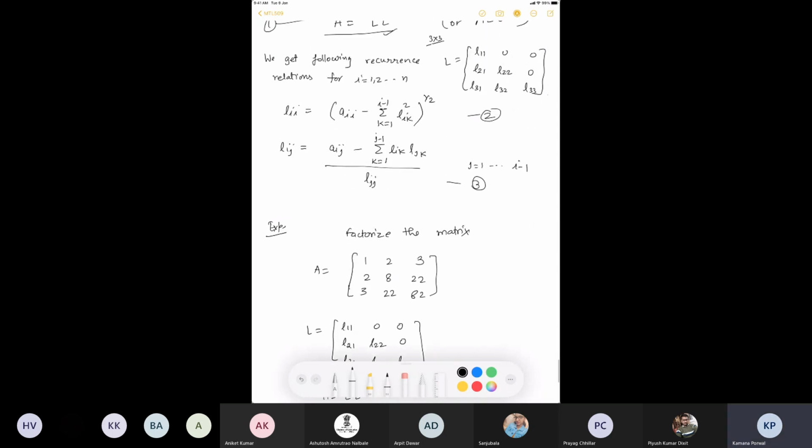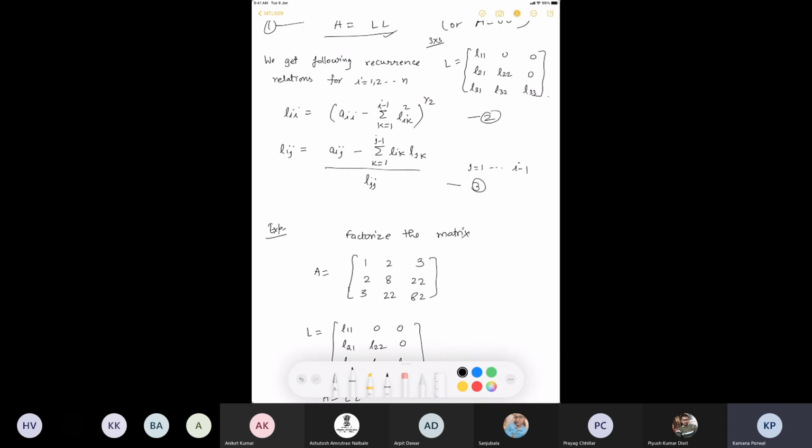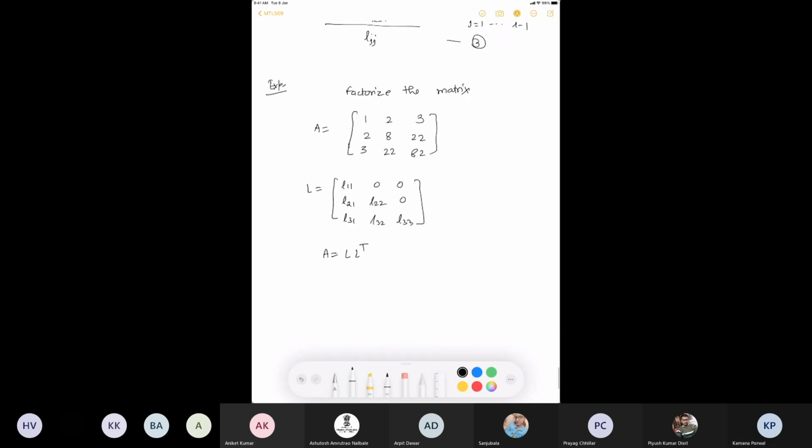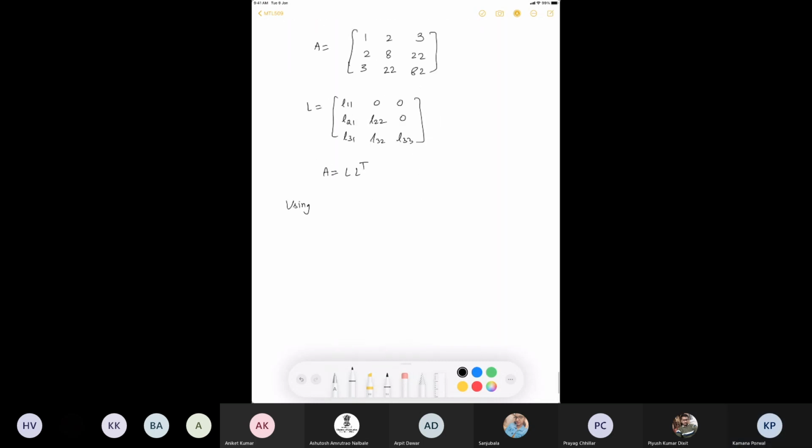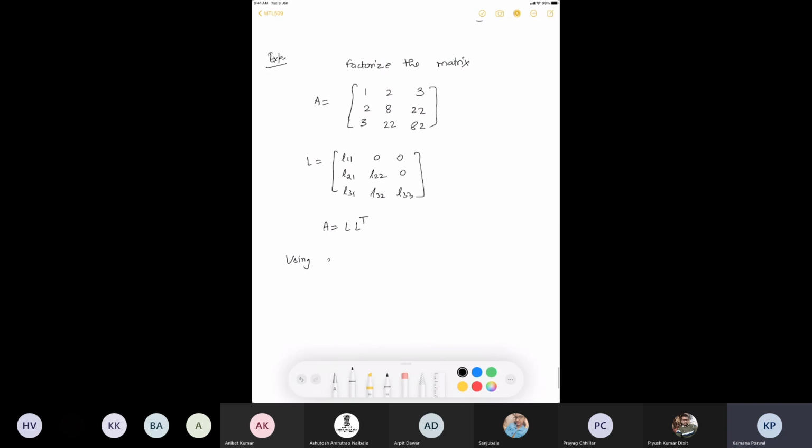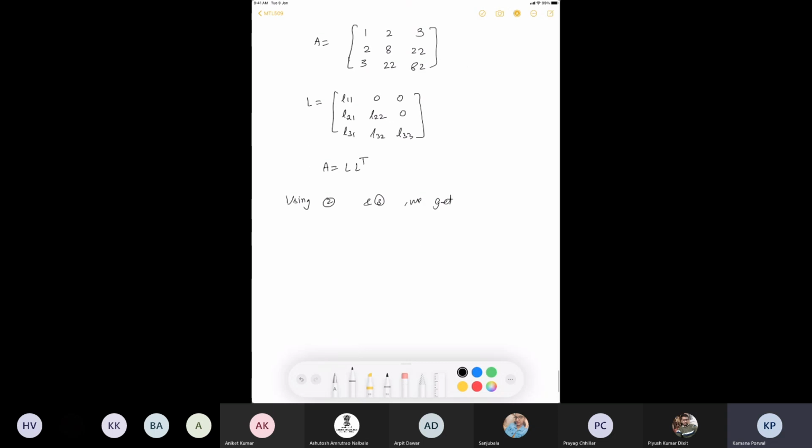First you can observe that if I have i equal to 1, then from equation 2, the summation will not be contributing because I'm having k equal to 1 to i minus 1, and i is 1 here. So this is not contributing. So I have L11 is the same as the square root of A11. So using 2 and 3, L11 is the square root of A11, and A11 is 1.